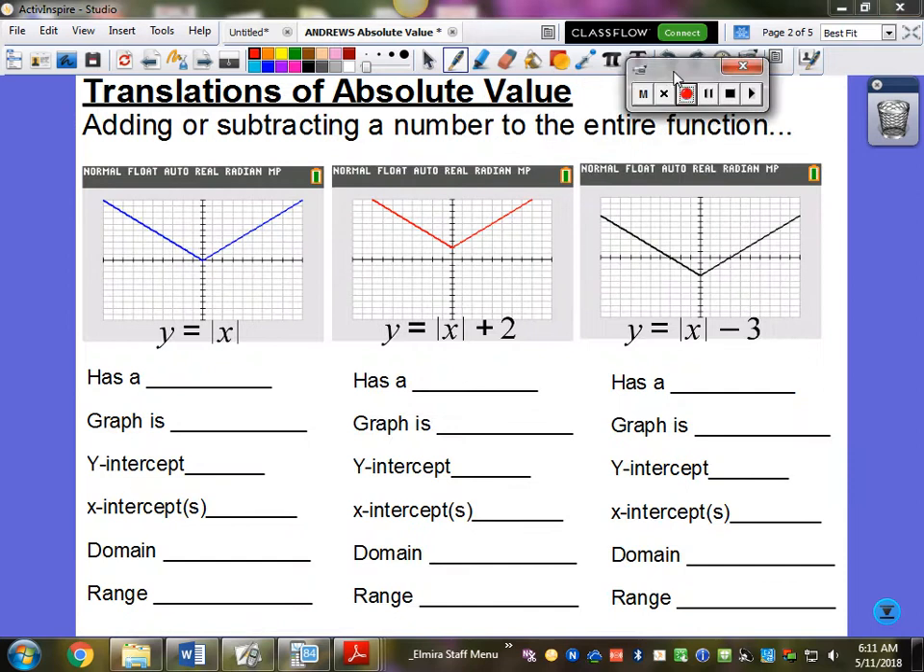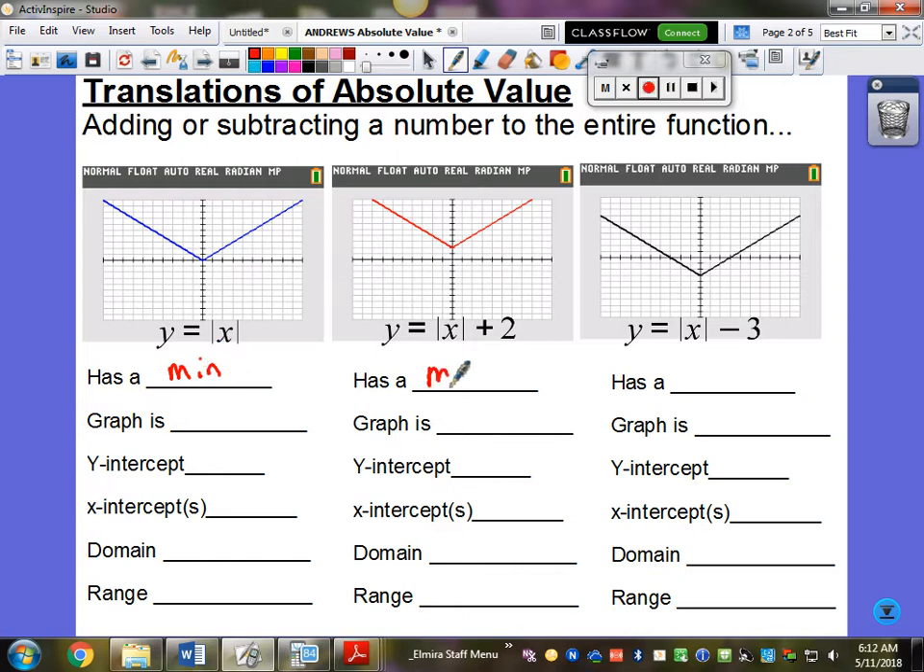All right, let's talk about a translation of the absolute value. So if our parent function, this is what we just did on the previous page. All of these are going to be the same. It has a minimum, a minimum, y-intercept is at 0, 0.